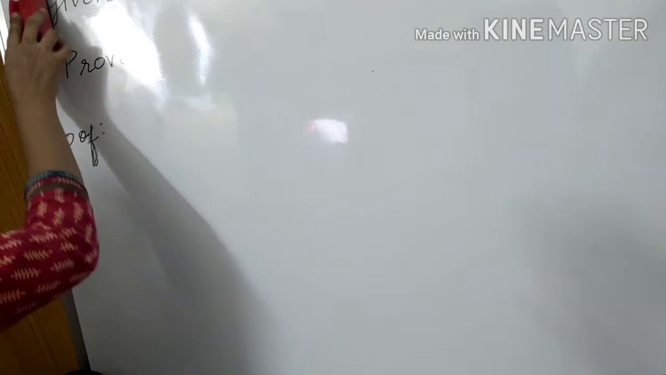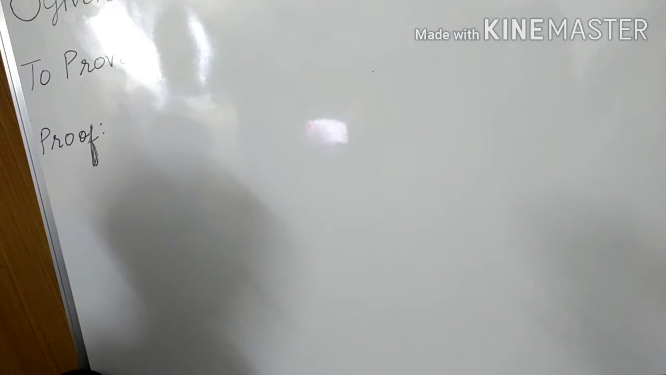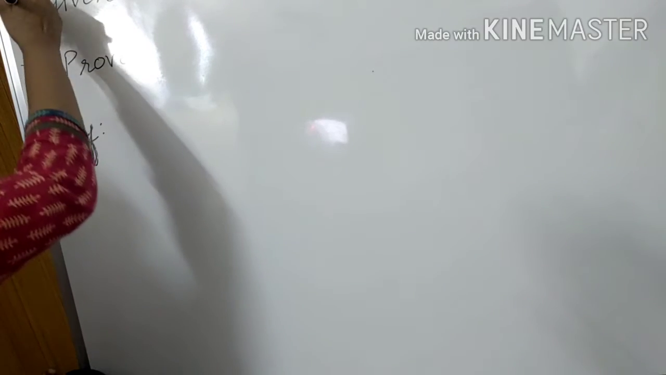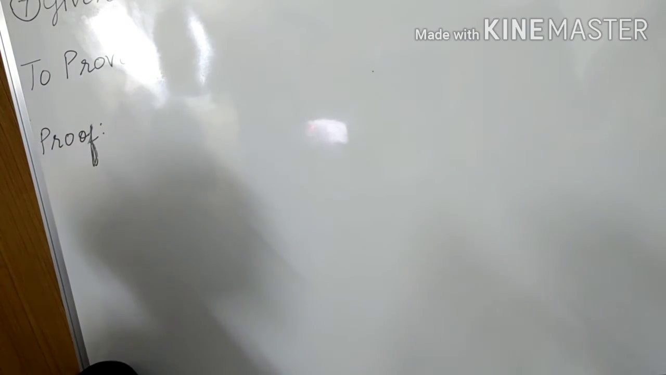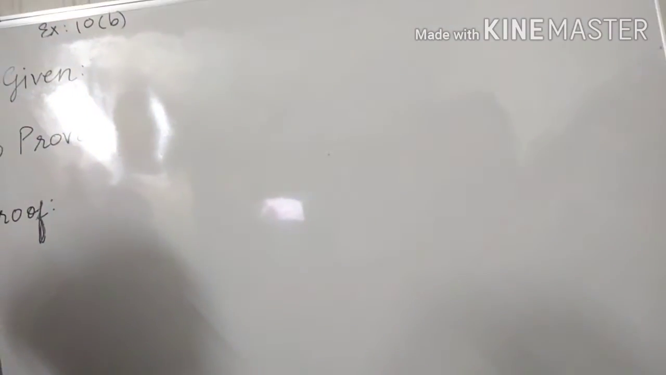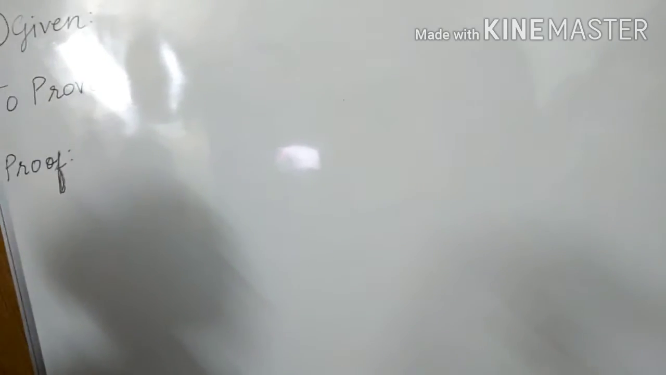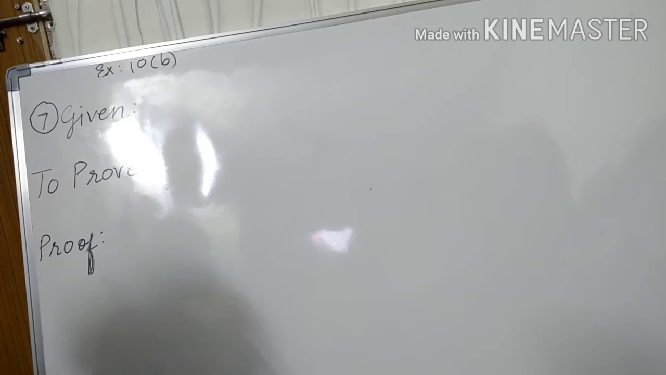Question number 7, students. So first of all, we will read our question number 7 from the textbook. Everybody pay attention. Question number 7 is, the side BC of a square ABCD is produced to any point E. Prove that AE square is equal to twice BC into BE plus CE square.